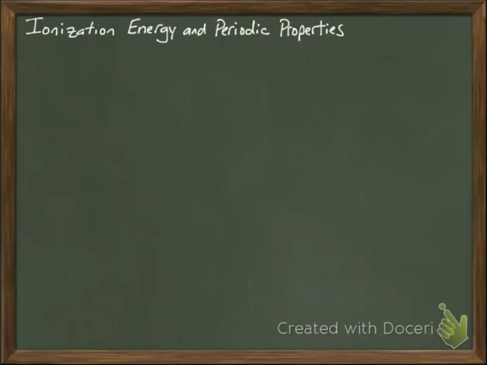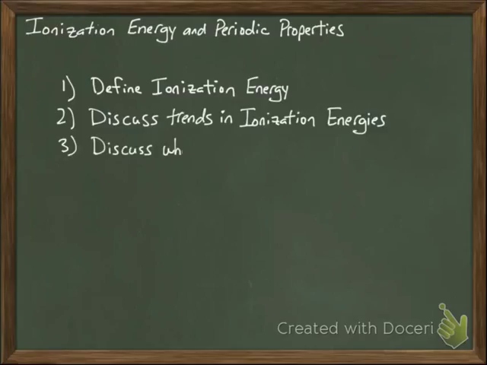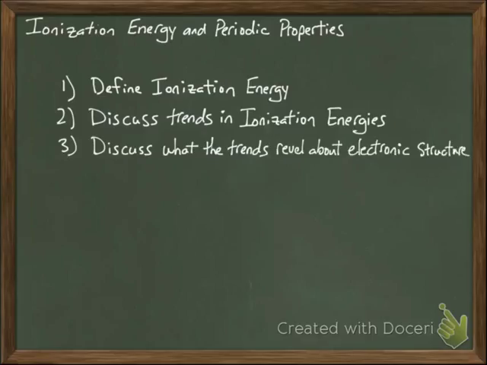One of the properties of atoms that has periodic characteristics, in other words, changes in a regular fashion as a function of position on the periodic table for each element, is ionization energy. In this movie, what I'm going to do is cover some of the characteristics of ionization energy, first defining that particular property and what it means, then discuss the trends in ionization energy as a function of position in the periodic table, and then finally discuss what the trends reveal about the electronic structure of the atom.